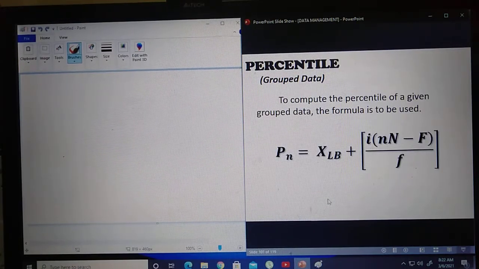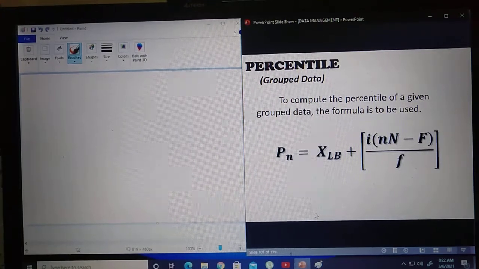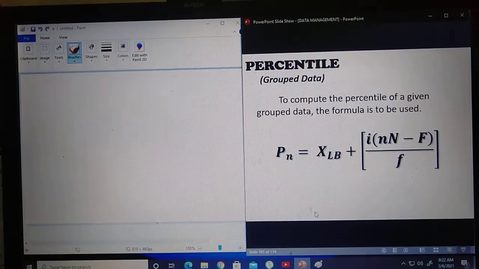Now, for percentile for grouped data, this is the catch. This formula on your screen, we can use for all 3 for grouped data. I know we have discussed so many formulas from the first part of this video up to the present. Now, here in grouped data for measures of relative position, I will give you one formula good for percentile, quartile, and decile. And that is the formula for percentile.